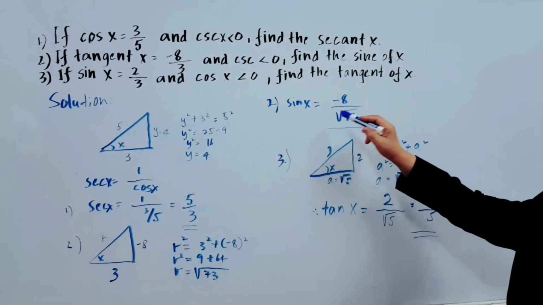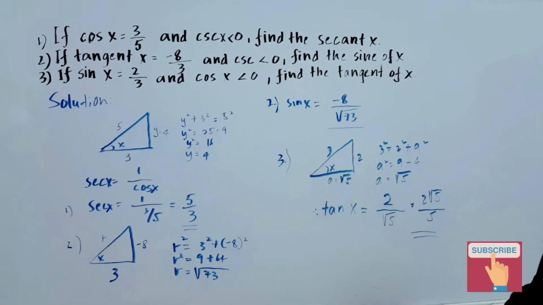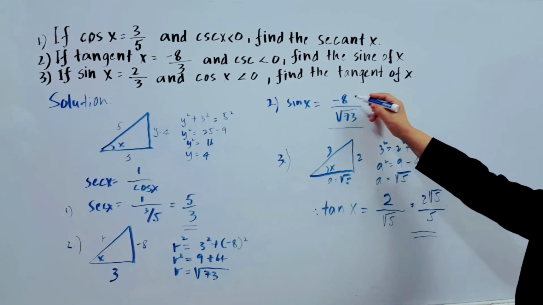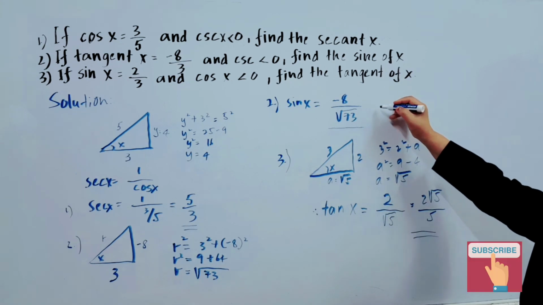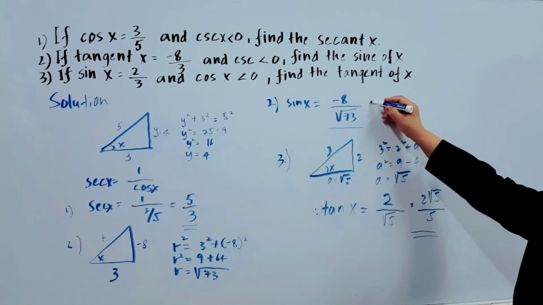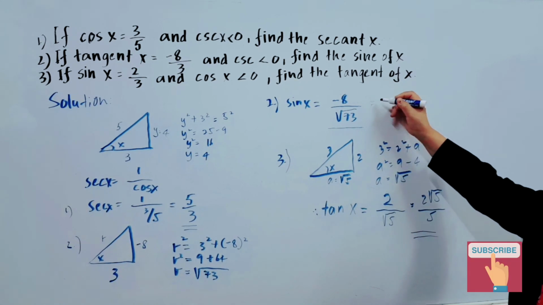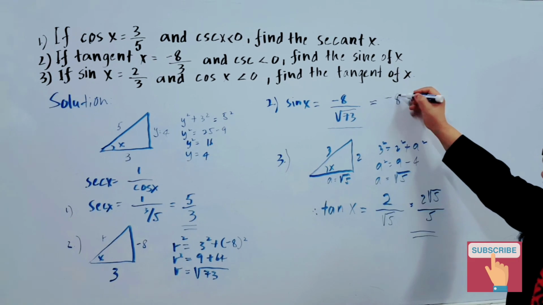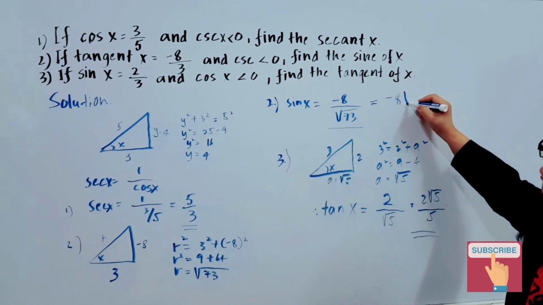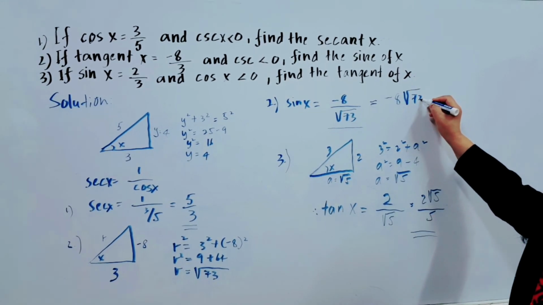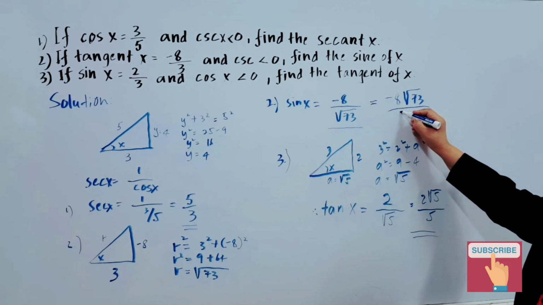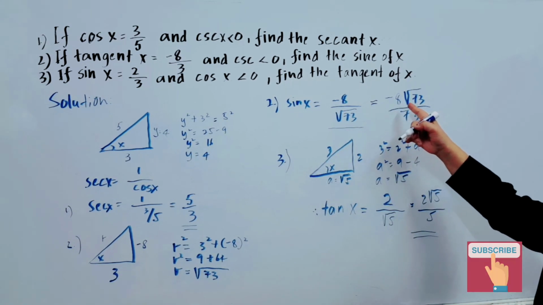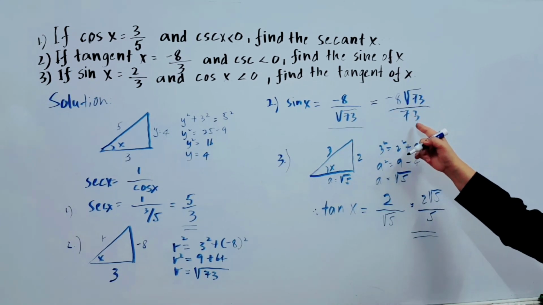Now, going back to question number 2, sine x can also be written as, if we multiply this by square root of 73, minus 8 square root of 73 over 73. This can be written as minus 8 square root of 73 over 73.